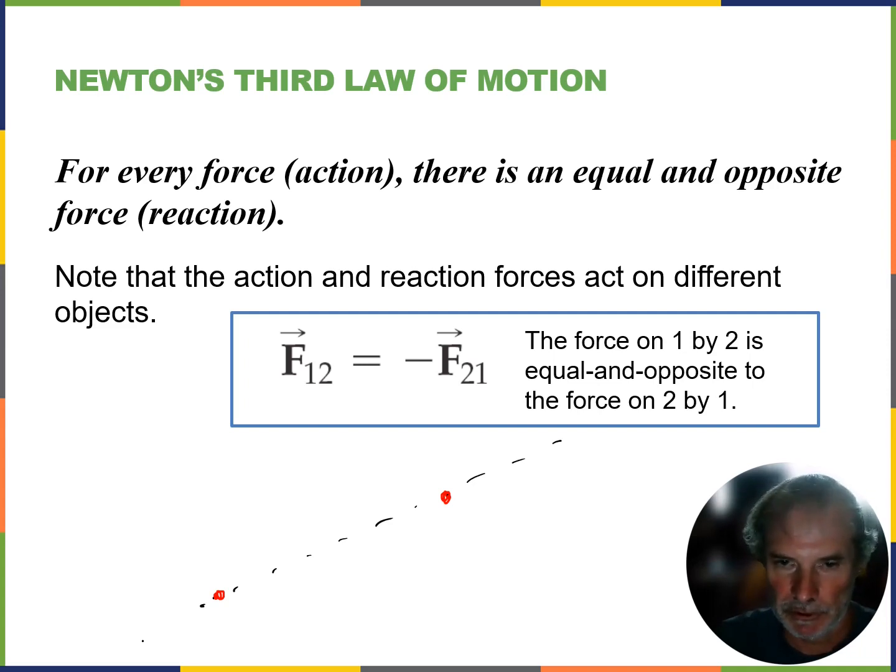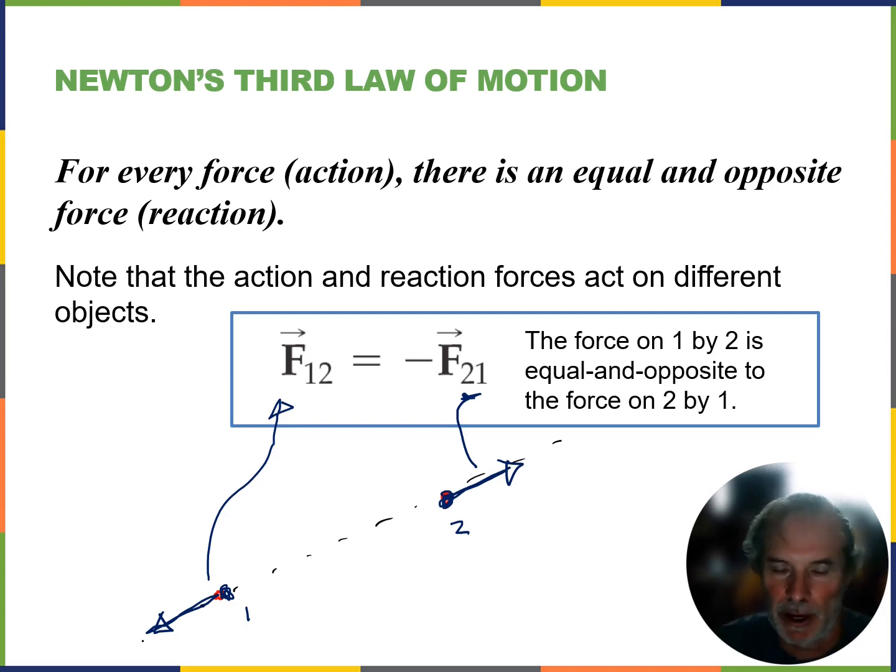So if it's repulsive, let's say 2 is repulsed by 1, then 1 gets repulsed by 2. Equal and opposite. So again, this would be the force on 1 by 2, and the force on 2 by 1. And that's objects 1 and 2. Okay, and this happens every time with Newton's third law, any action-reaction. It always happens, it never not happens.